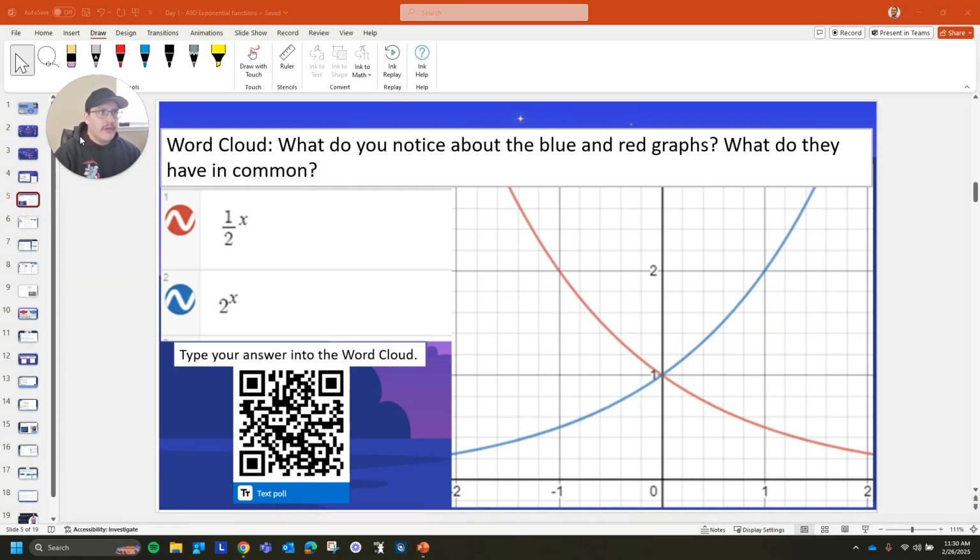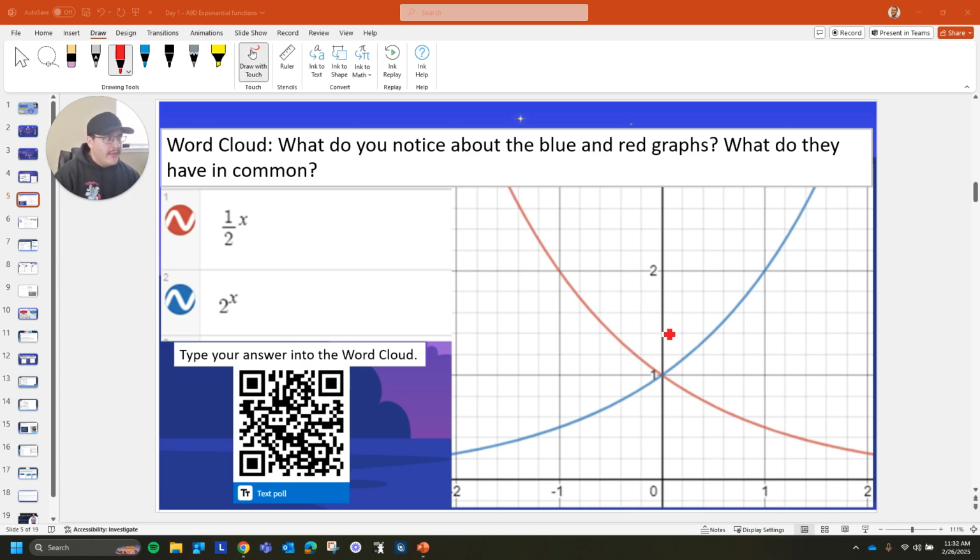Okay, so just something to think about. Look at these two exponential functions. Look at the red line. Look at the base, 1/2 to the x. And then look at the blue line, 2 to the x power. What do y'all notice about the blue and red graphs? What do they have in common? What do they not have in common? What do you notice? So pause this video. Take some time to think about some similarities or differences. And after you're done thinking, go ahead and continue.